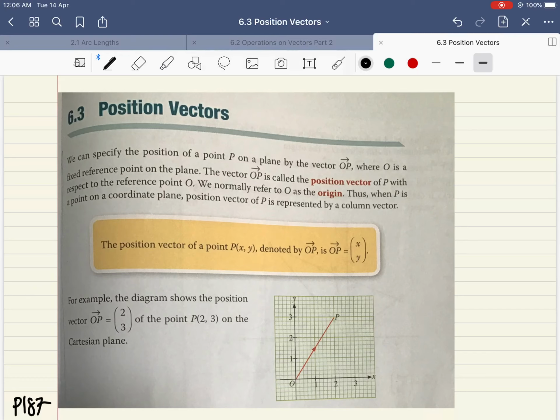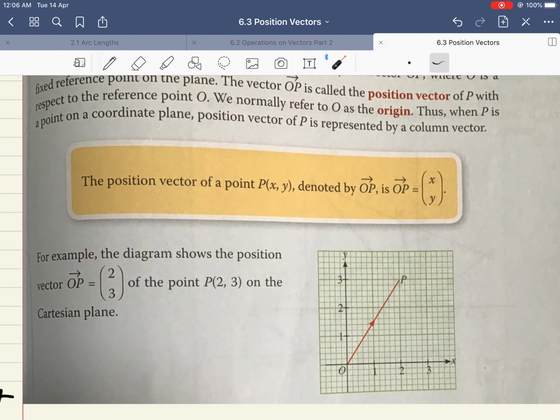Today we're going to do chapter 6.3 on position vectors. Basically, when we have position vectors, we're dealing with a position. What position is this? It's usually the point O, which is the origin. If you look at page 187 of your textbook, we will be talking about position vectors today.